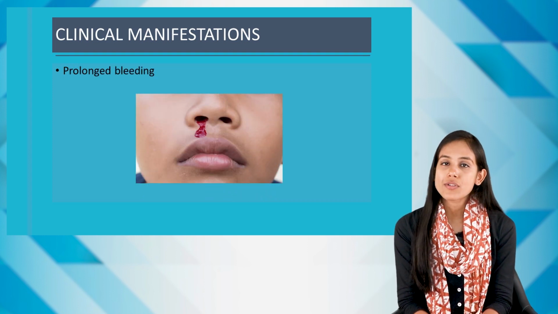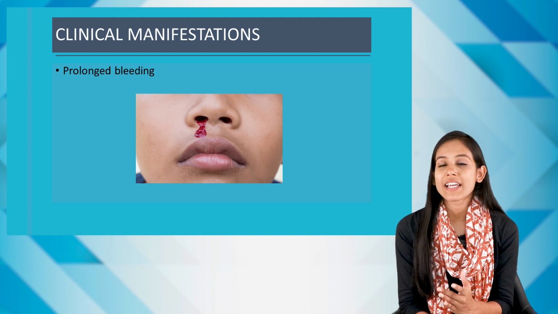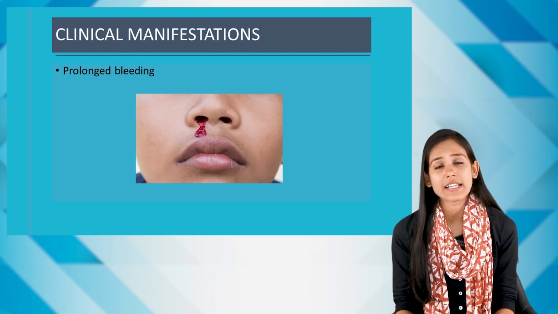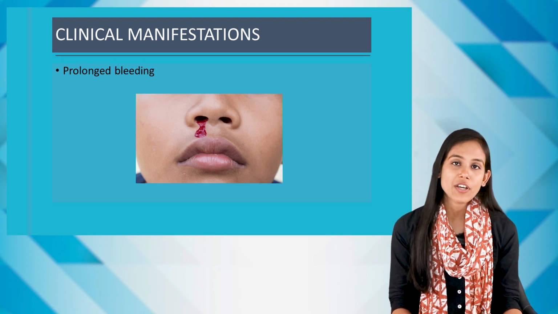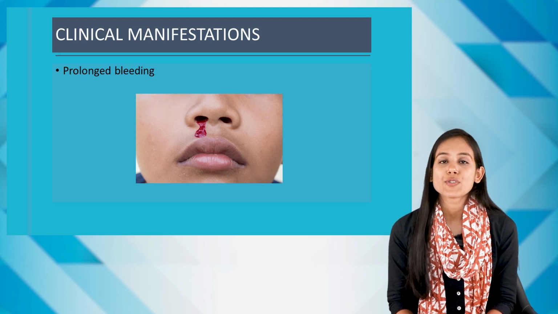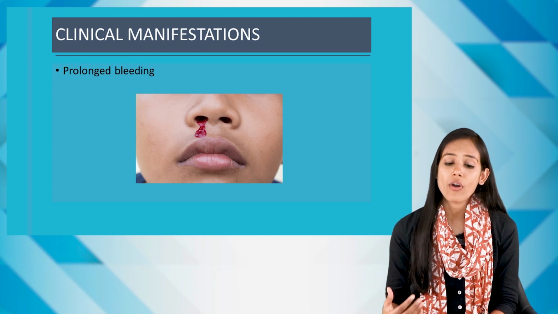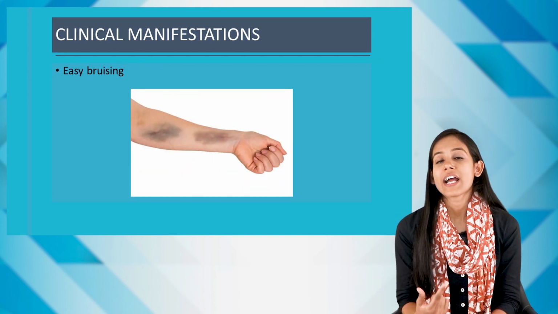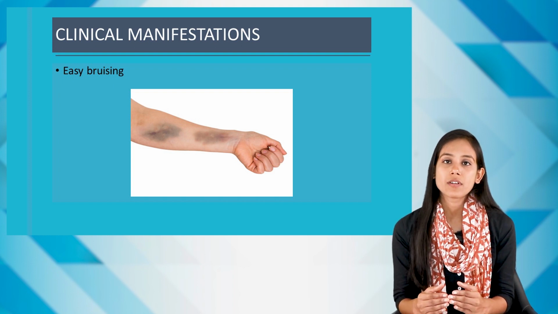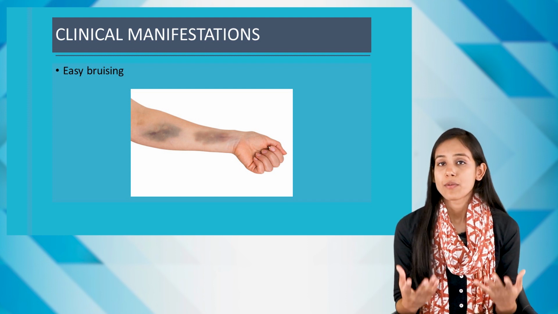And then there would also be prolonged bleeding. Why prolonged bleeding? Because again, there is a lack of platelets, right? So there is a lack of healthy platelets. Now, we know the function of platelets, right? It helps in blood clotting. So if there is a lack of platelets, then again there would be prolonged bleeding. Also, the child will have easy bruising. So when you are assessing the child, you can see that there would be easy bruising.